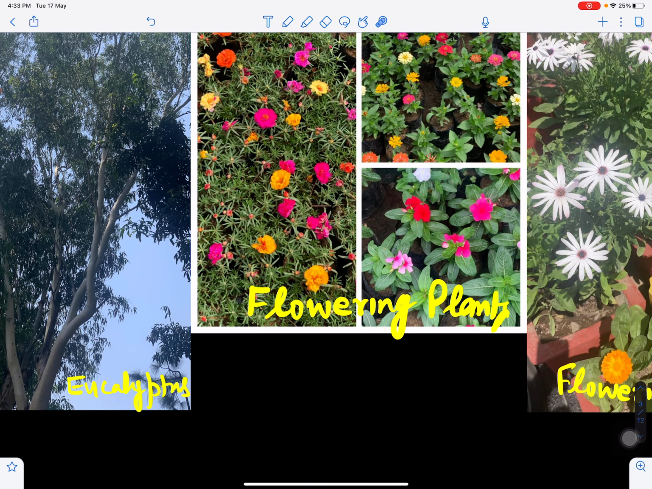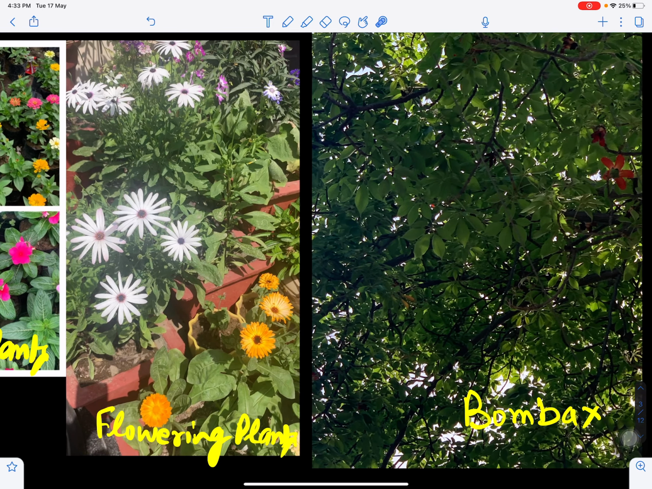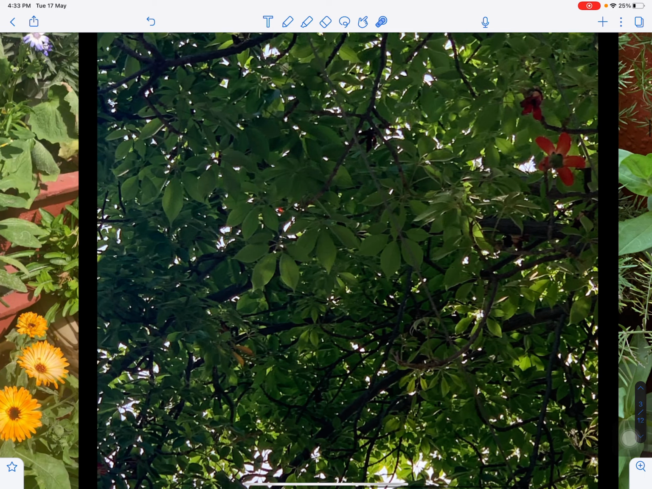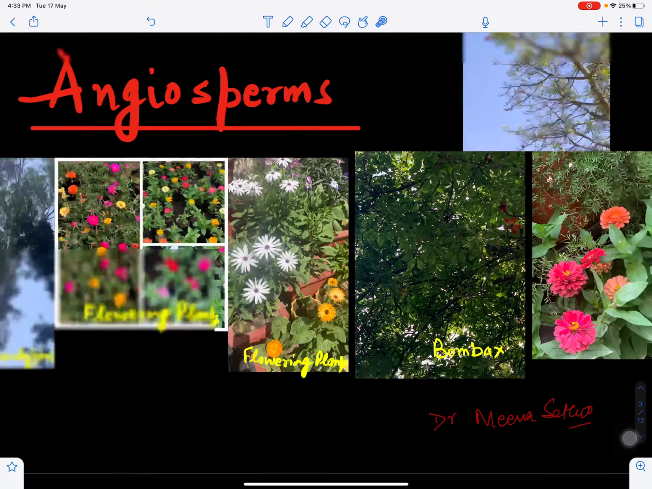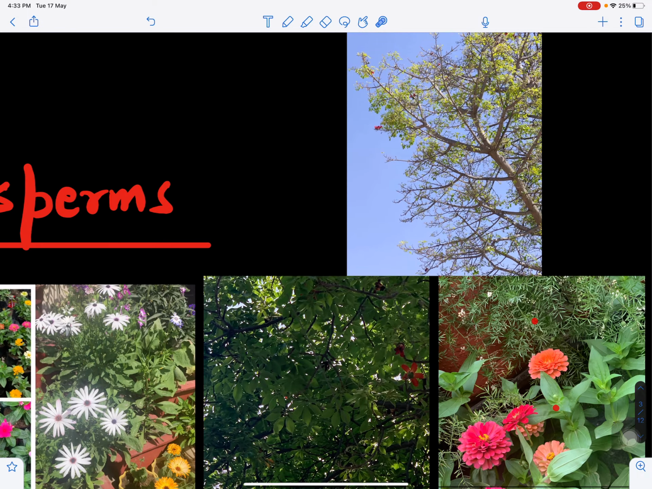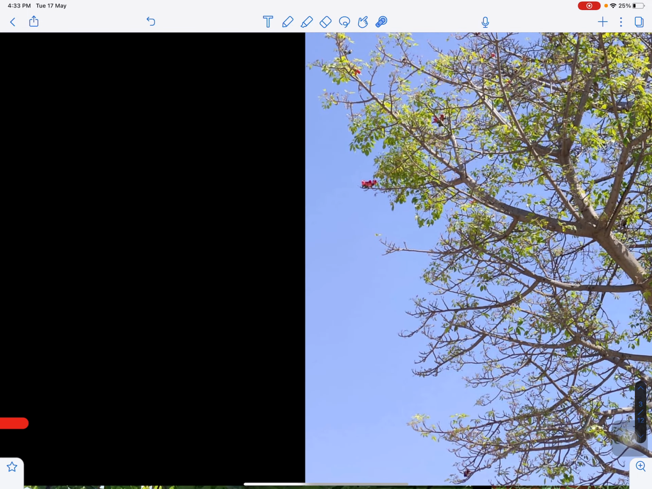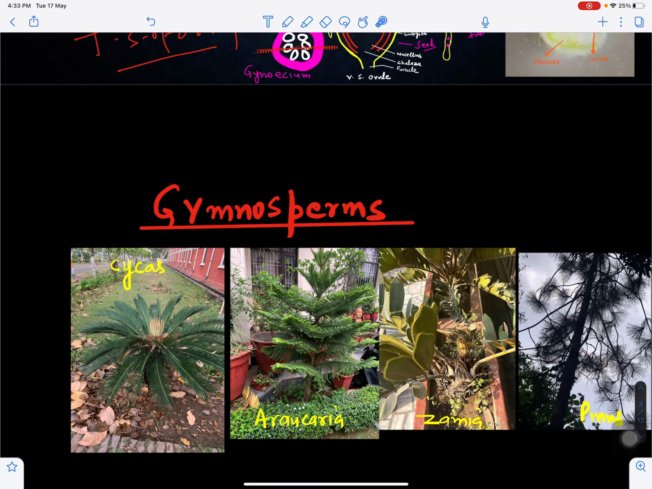This is eucalyptus, a very tall tree. These are different kinds of flowering plants of angiosperms. This is bombax, which is pollinated with the help of birds. We can see here the flower of bombax. Then again we can see asparagus, zinnia. These are flowering plants. So these are angiospermic plants, and these are gymnospermic plants.